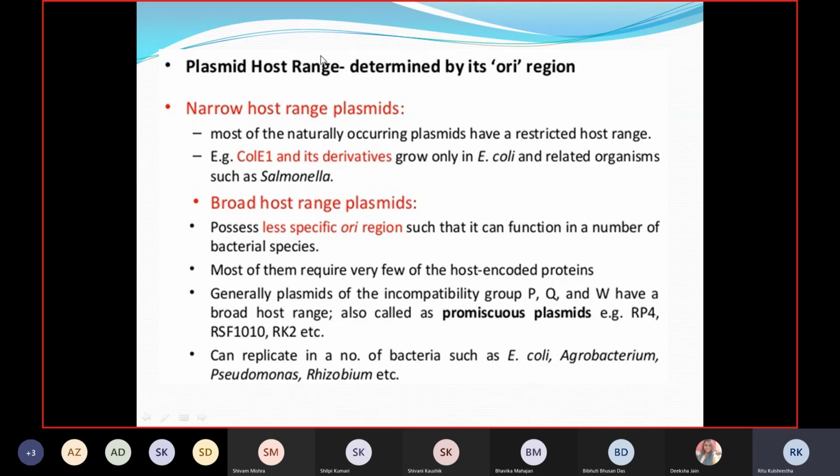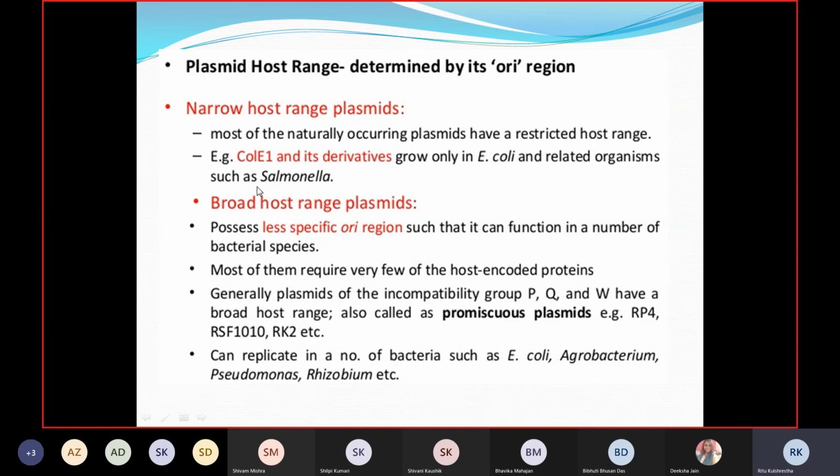Then coming to the host range, I had mentioned a little in my last class also that there are some plasmids which have a very narrow host range, while there are some plasmids which have a broad host range. The narrow host range plasmids, as the name suggests, are those which can grow only in some bacterial strains, or maybe even one bacterial strain. The example is given here.